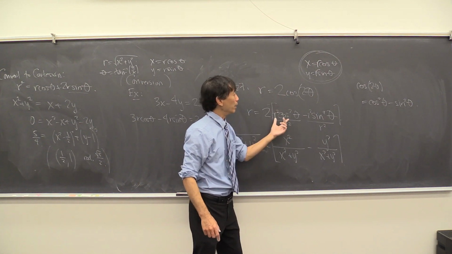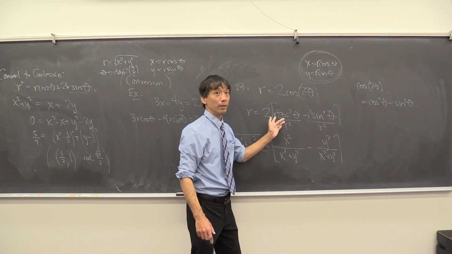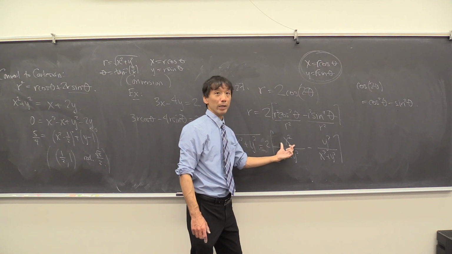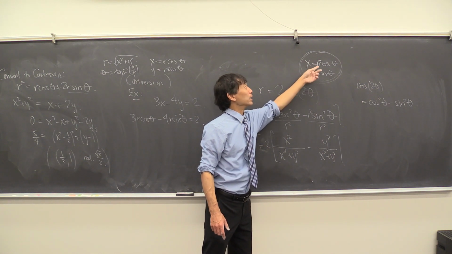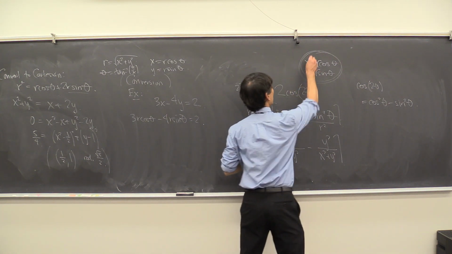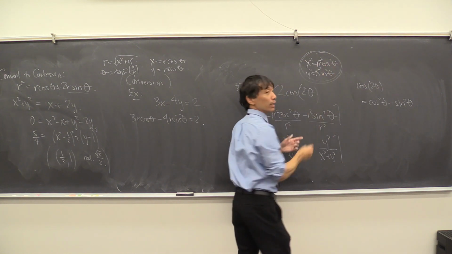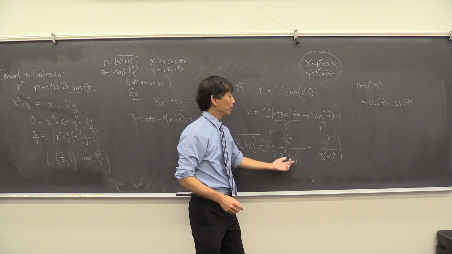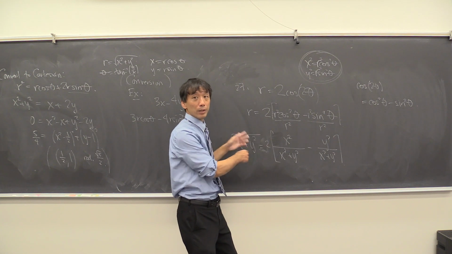And then we slide in the r's by just multiplying by 1. So we get r squared cosine squared theta on the top, which turns into x squared. X squared is r squared cosine squared theta. Y squared is r squared sine squared theta. So we get x squared over r squared minus y squared over r squared. And that gives us the equation in Cartesian form.